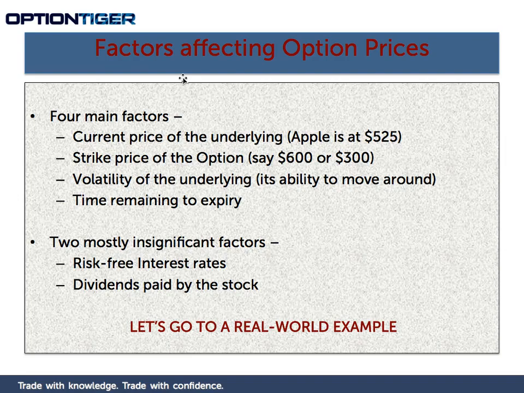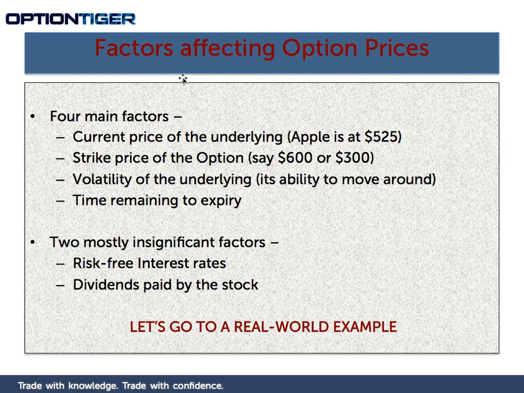The third big component is the time remaining to expiry. So let's say you bought the 600 call option when there was 1 month left for this option to expire. And let's say you compare that with another option at the same strike price of $600, but this option had 6 months to expiry. Which option do you think is going to be more expensive? Or do you think there's not going to be any difference at all?